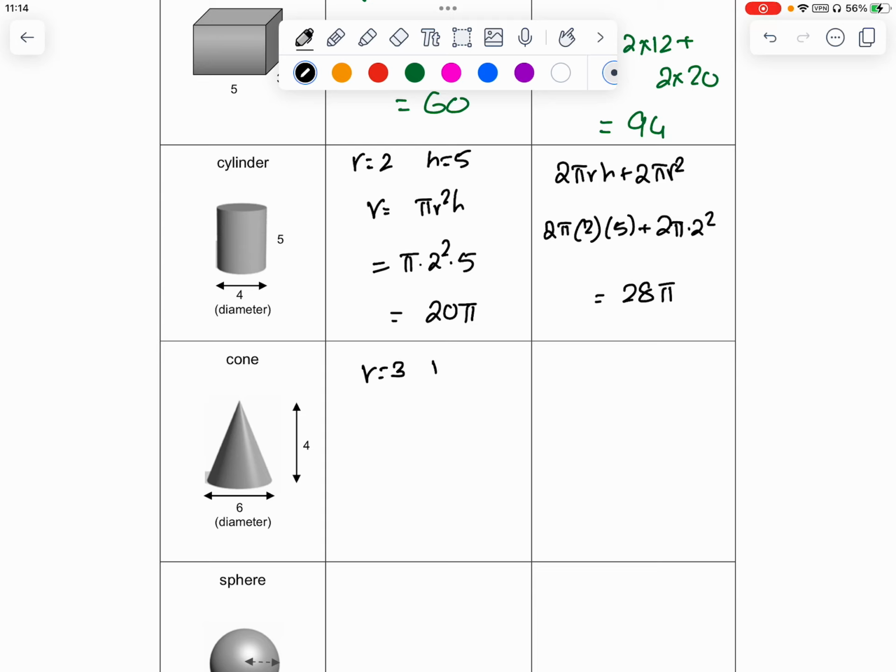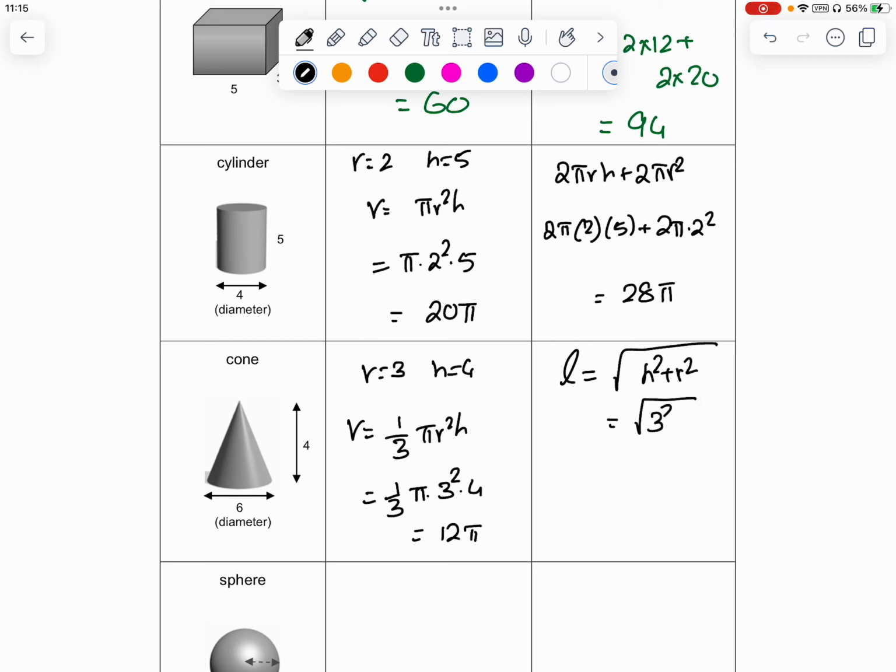Cone, radius is 3, height is 4. So volume is 1 upon 3 pi r square h. So it is going to be 1 upon 3 pi times 3 square times 4, which simplifies to 12 pi. Surface area. Now, first of all, I have to find slant height. Slant height is square root of h square plus r square, which is 3 square plus 4 square, which is going to be 5. So surface area is pi rl plus pi r square. So it's going to be pi times 3 times 5 plus pi times 3 square, which is going to be 24 pi.